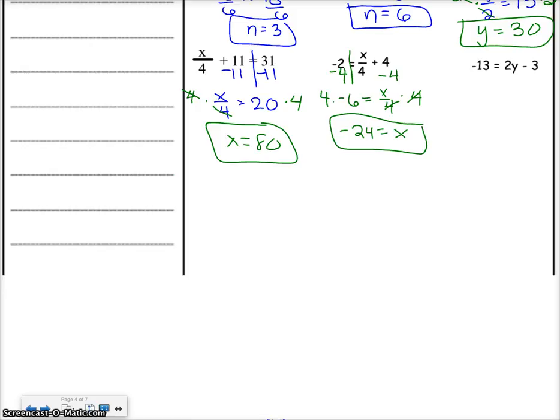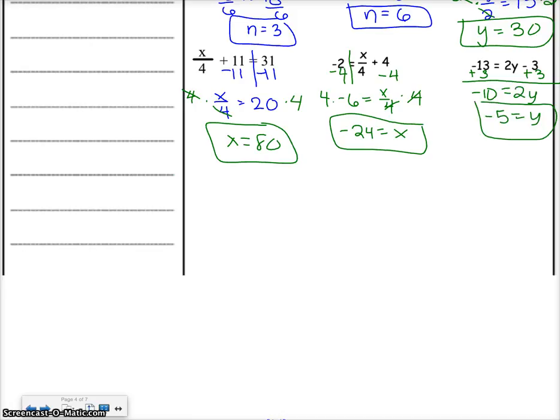Okay, and last one. What do I need to move first, 2 or minus 3? Minus 3. And how do you move minus 3? Plus 3. I'm going to plus 3 to both sides. And I get negative 10 equals 2y, negative 5 is y.